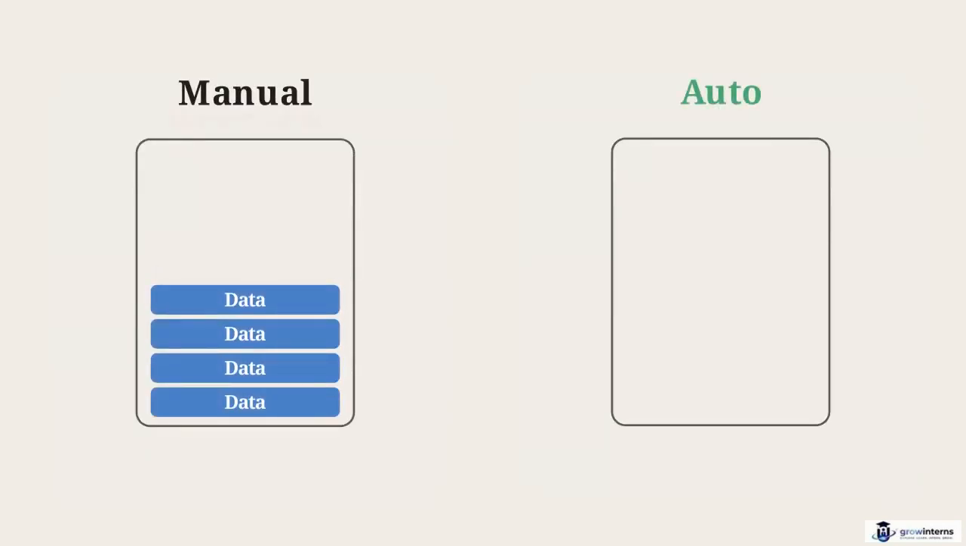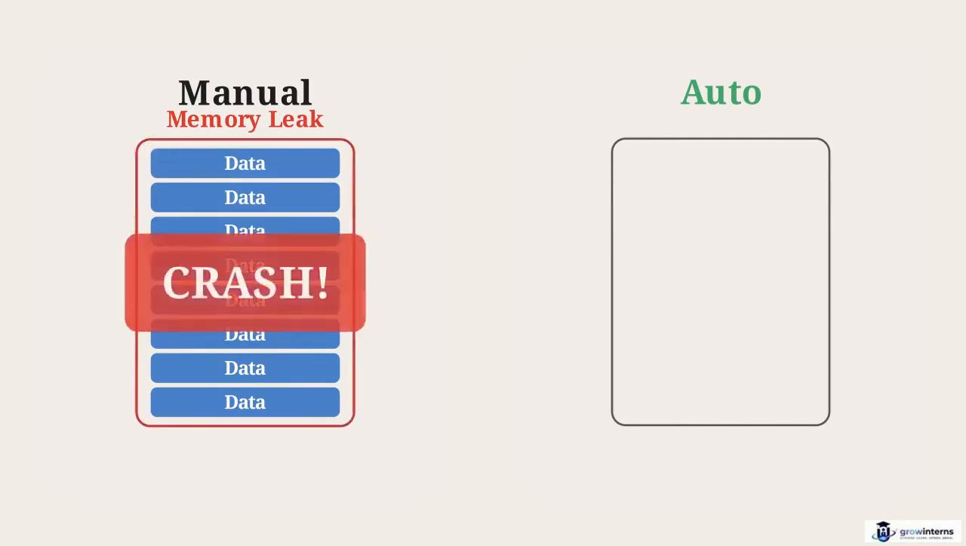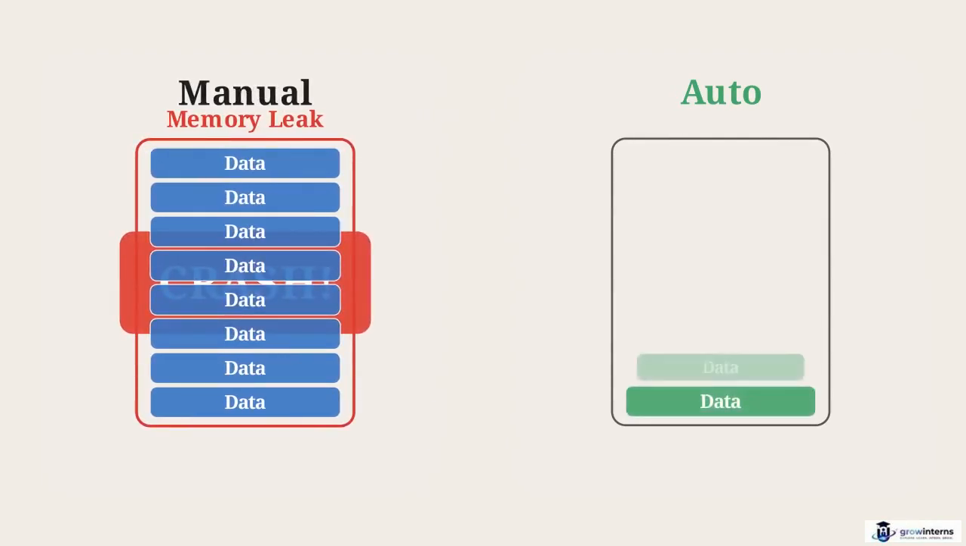On the left, we see the risk of manual memory management. A single forgotten free call causes memory to pile up until the server crashes. On the right, we use auto-cleaning data structures that handle the deletion for us.